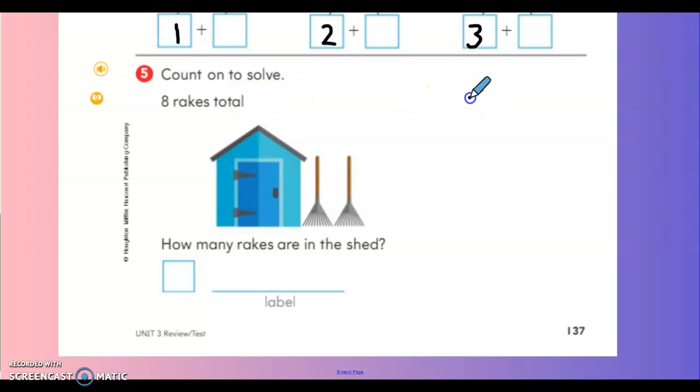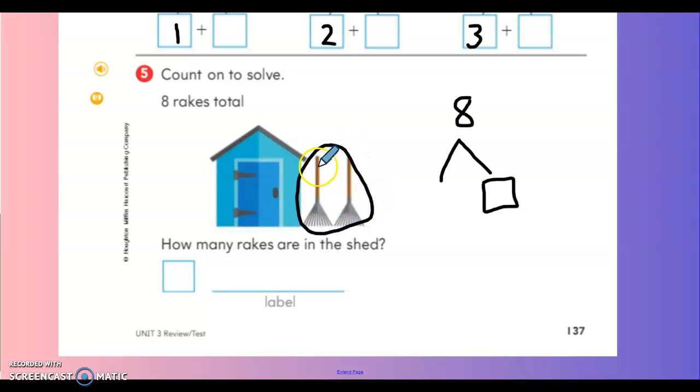So if you're going to make a mountain, 8, we need to find out how many rakes are in the shed. Okay, so that's going to be our unknown, how many rakes are in the shed. The partner that we do know are these rakes that are outside of the shed. What's the partner that we do know? 1, 2. Okay, you need to figure out this answer right here, put it over here, and also put the label. What is the whole problem about?